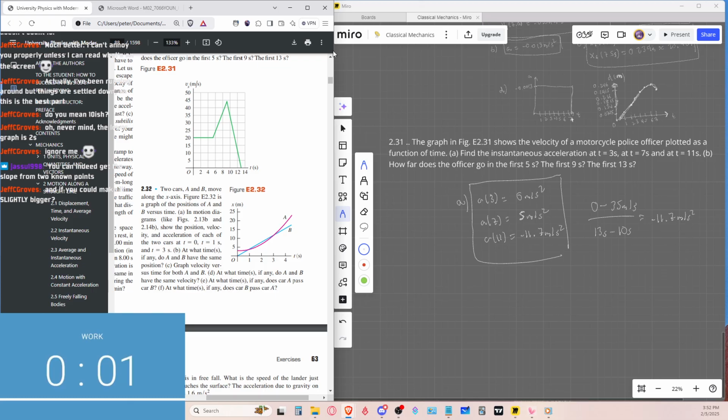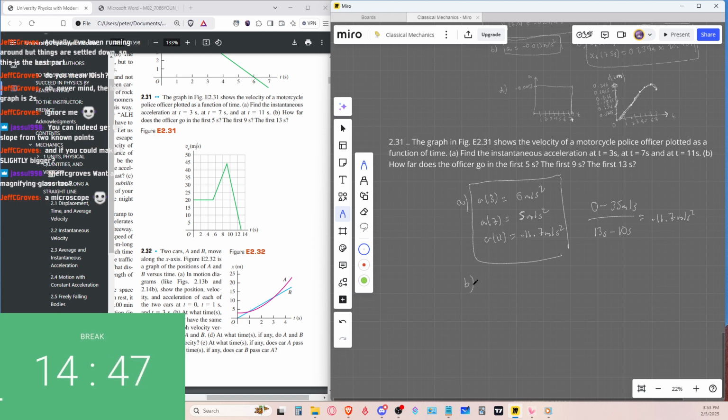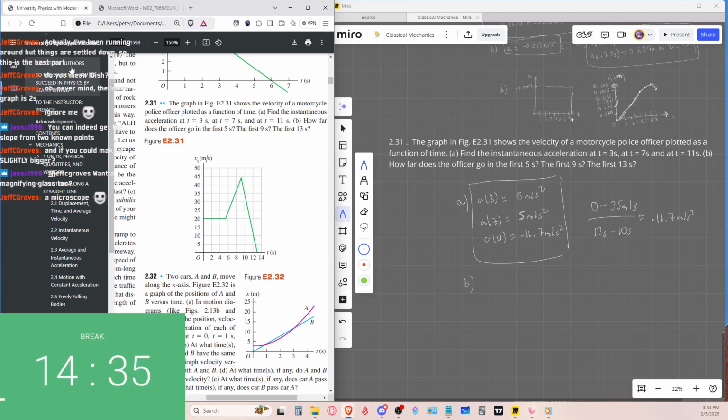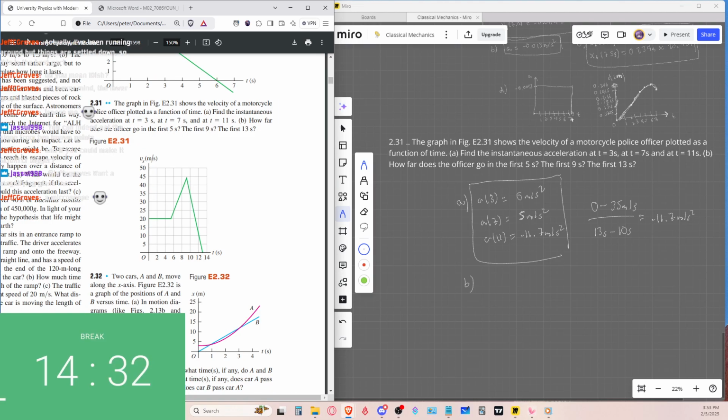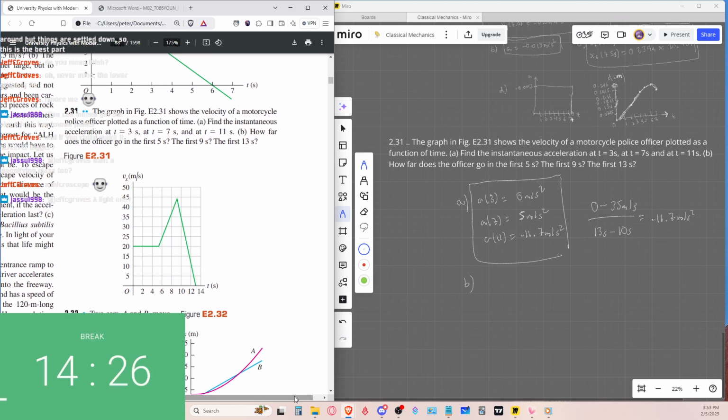Just raise it up a little bit. Oh, too much. And I'm not done with the problem. Jeez. Okay, how far does the officer go within the first 5 seconds? If you could make it slightly bigger. You just take this off. Yeah, there we go. No problem.